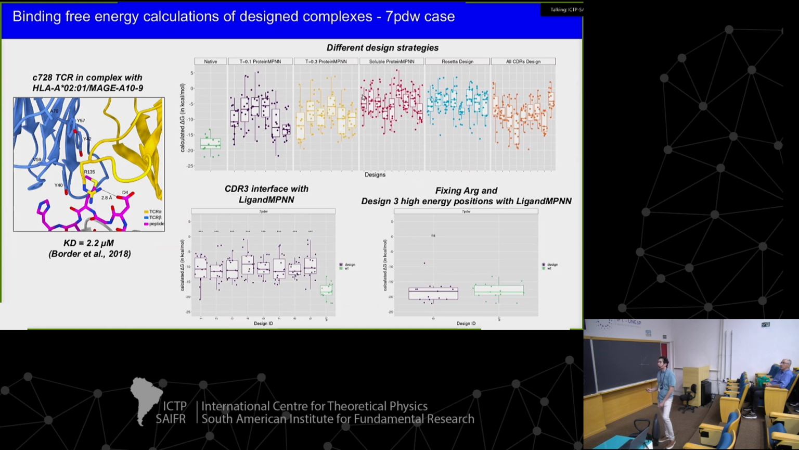We are working now on some kind of multi-state design so that you can try to influence this interface more, in contrast with the intrachain contacts. We tried a lot of things, but the only thing that worked to get a design with a similar binding energy was to fix this arginine here and try to identify other positions that contributed negatively to the energy and design them with ProteinMPNN. By doing this, we obtained a design that is maybe very close to the wild type.